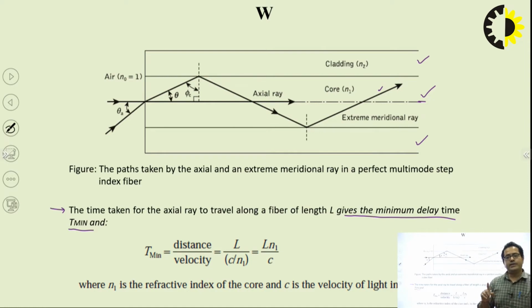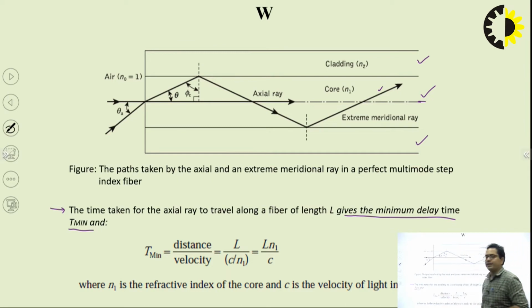So definitely it will arrive much before the meridional ray, because it is traveling through the central axis, whereas the meridional ray first hits the core and clad interface. After total internal reflection, it again hits the core and clad interface at the next reflection. So in this zigzag path they move through the optical fiber, whereas your axial ray passes through the central axis of the fiber. So definitely the axial ray will take much less time in comparison to the meridional ray.